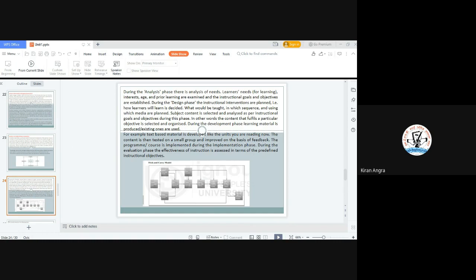Select the strategies. S means select. U means which technologies are to be utilized while imparting that instruction. They are to be procured and previewed. R is require learner participation, which is very, very important. And E is evaluate and revise. It is almost the same as the ADDIE model.